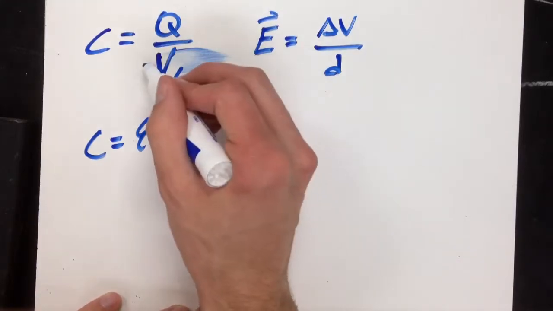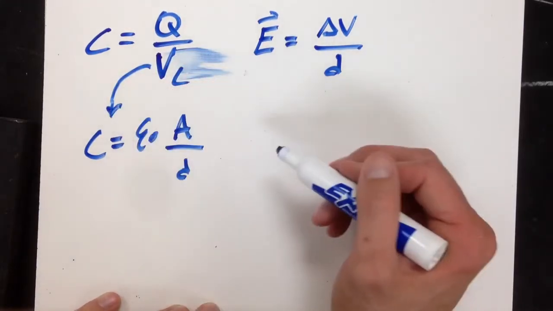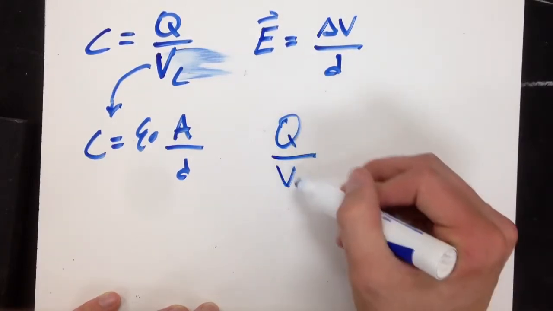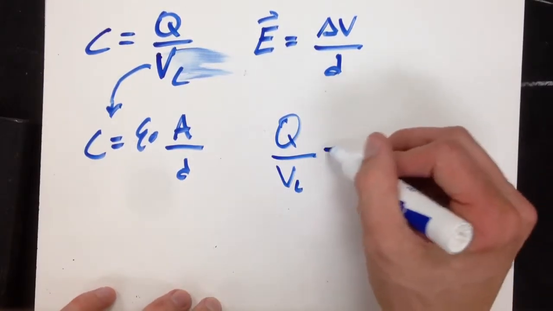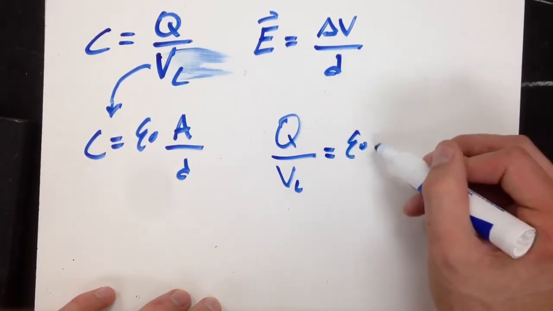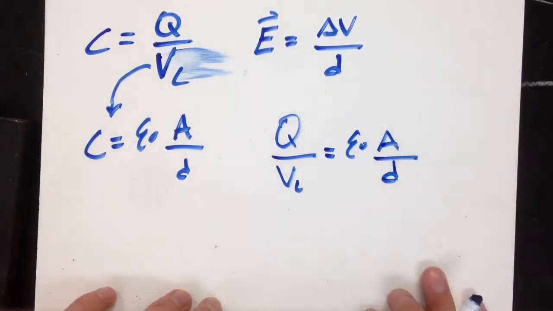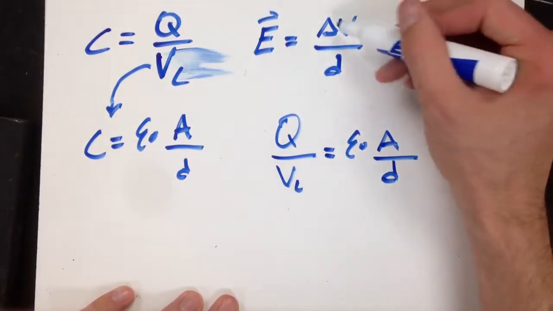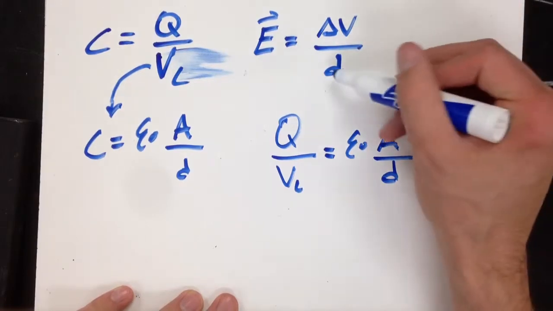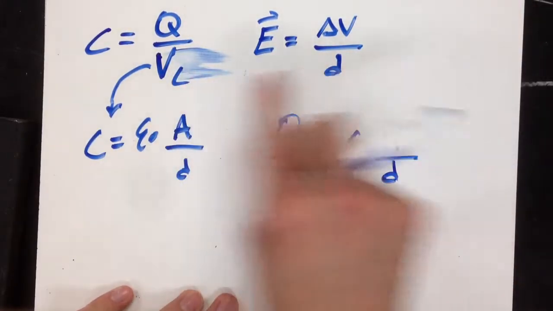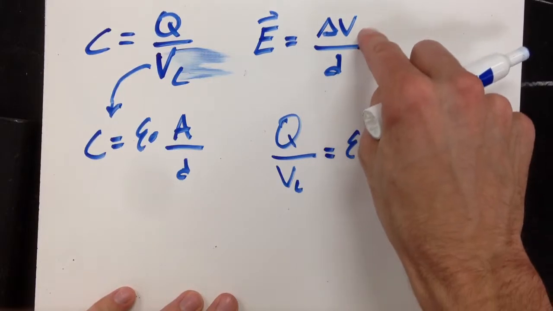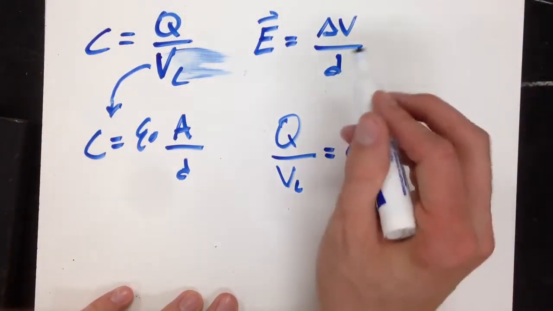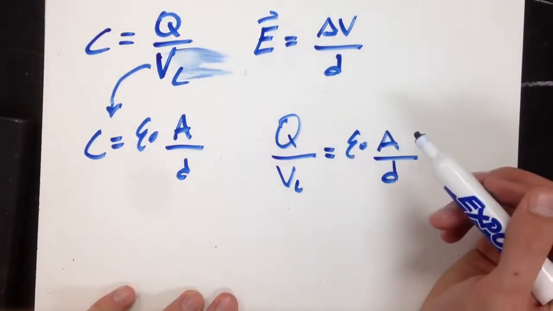So here's what I'm going to do. I'm going to take this equation and plug it in for C. That gives me the charge on a capacitor divided by the voltage across that capacitor equal to epsilon naught times area divided by distance. Now, this VC, the potential across the capacitor: if I make D the distance across the entire capacitor, that's going to be the voltage across the entire capacitor. So let's rearrange this and get VC out of this equation.